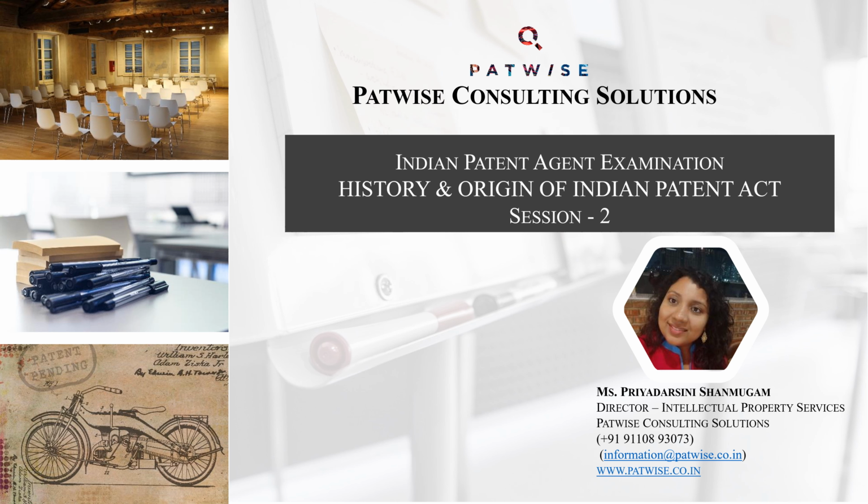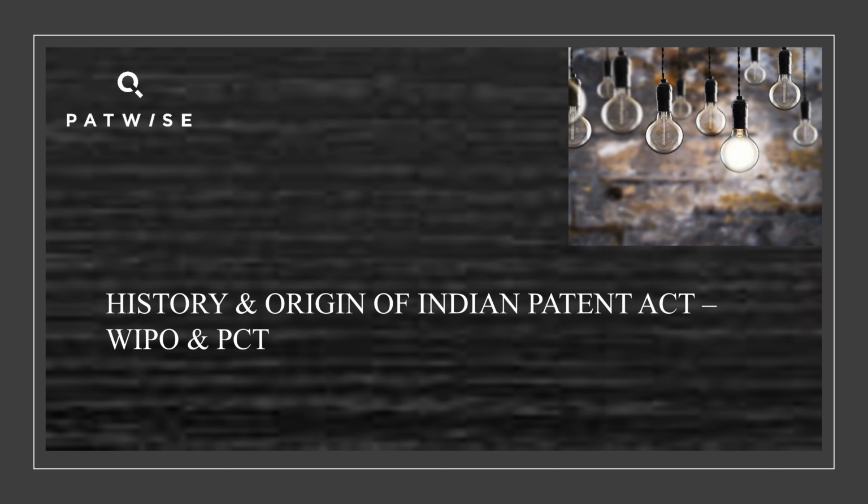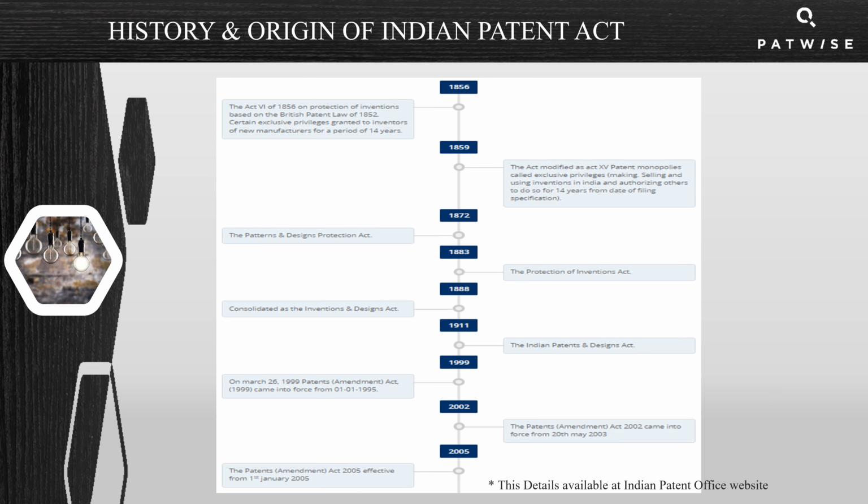Today we'll look at the history and origin of the Indian Patent Act. The first legislation in India relating to patents was Act 6 of 1856. The objective of this legislation was to encourage inventions of new and useful manufactures and to induce inventors to disclose secrets of their invention. The Act was subsequently repealed and fresh legislation for granting exclusive privileges was introduced in 1859 as Act 15 of 1859.